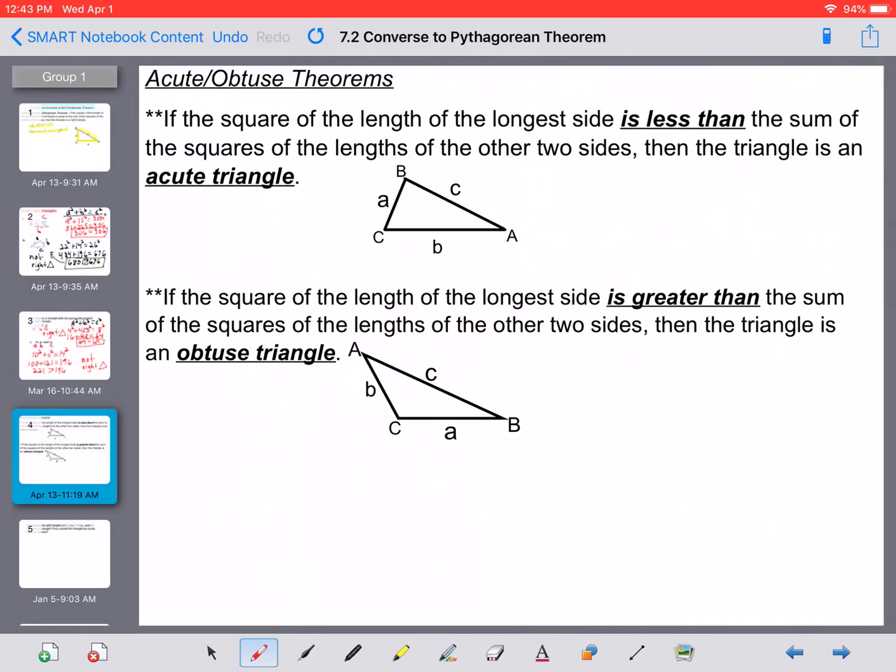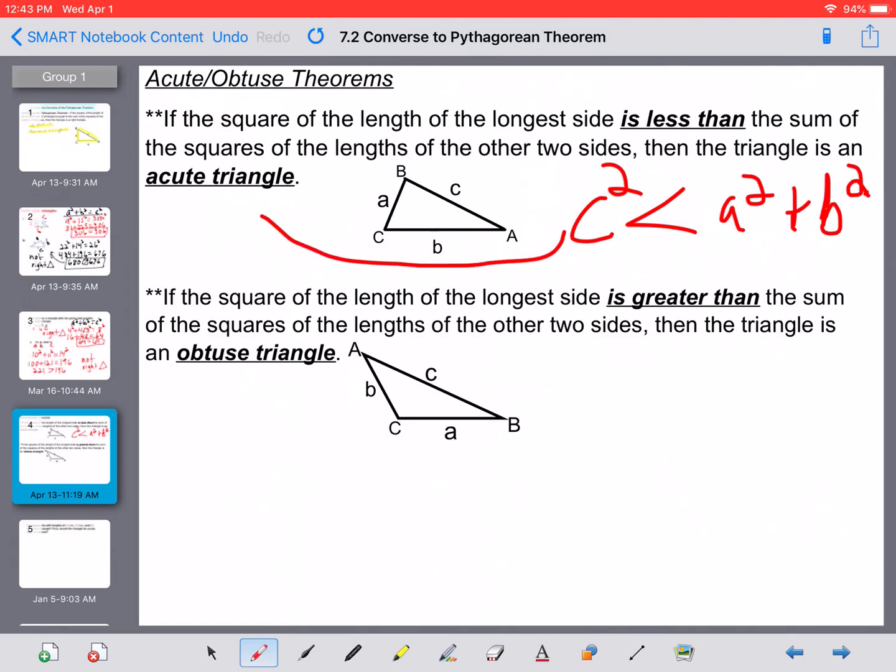One neat thing is if you find out they are not right triangles, you can find out whether or not they are an acute triangle or an obtuse triangle. If the square of the hypotenuse, or the longest side, or C, is less than the square of the other two sides, so C squared is less than A squared plus B squared, then you know that it is an acute triangle. So again, if the square of the hypotenuse is less than the square of the other two sides combined, then you know it's an acute triangle.